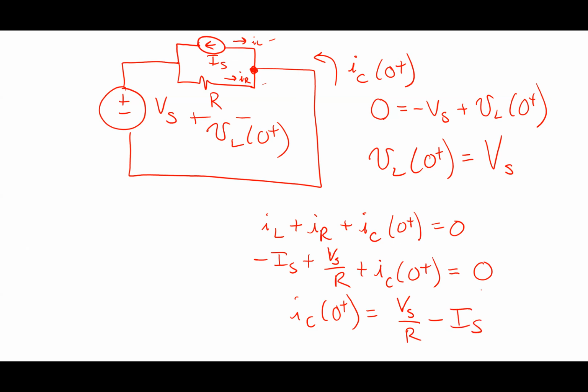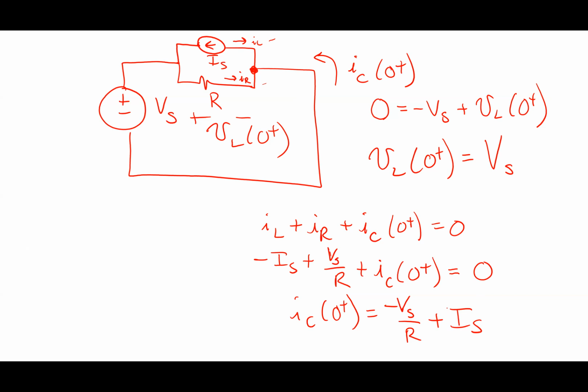Right. And again, you guys probably don't like it, I haven't put any numbers into this, but all of those things would have numbers. Would it be negative Vs over R plus IS? Oh, wait, did I do my signs wrong? I did. Yeah, sorry. This would be negative, and that would be plus. Yeah, thank you.